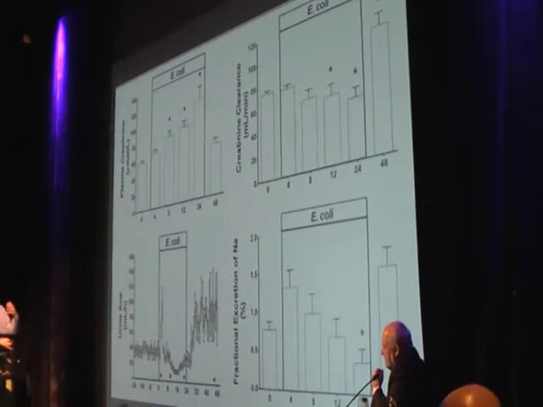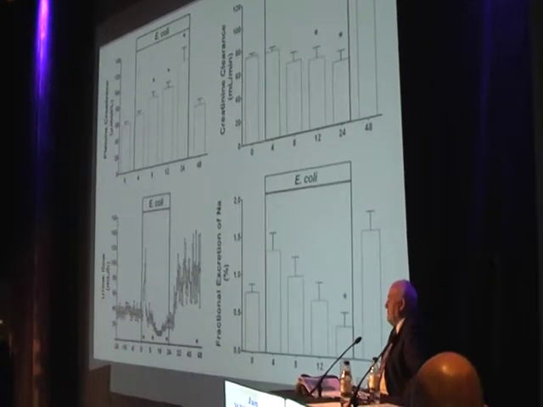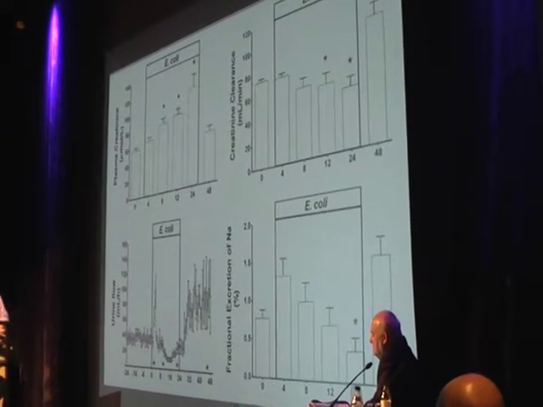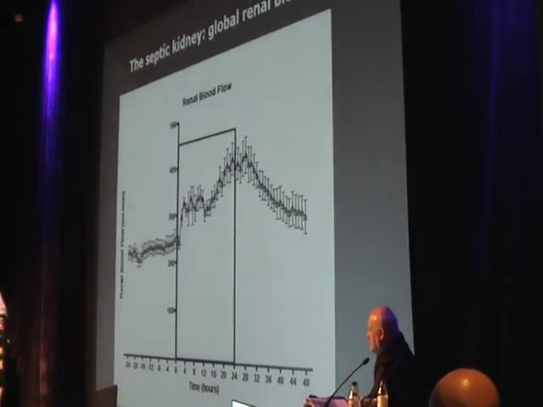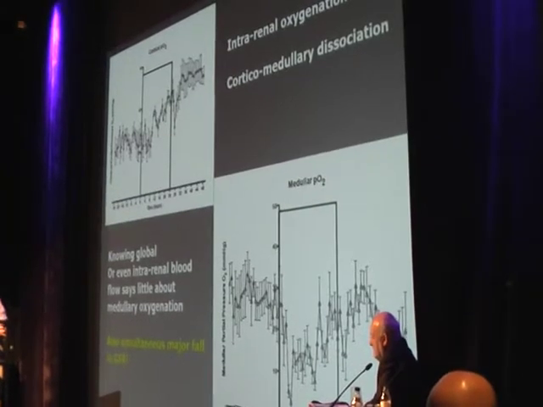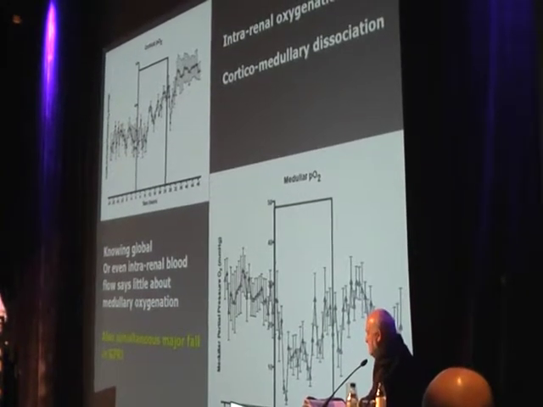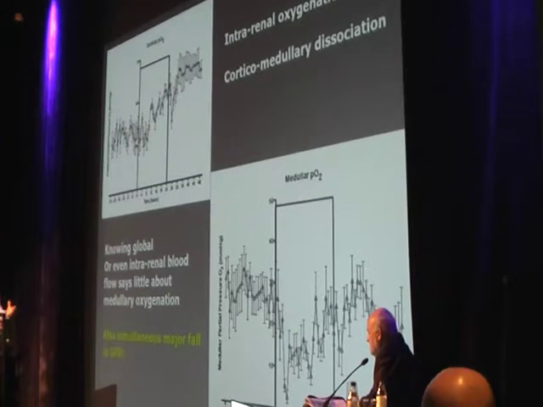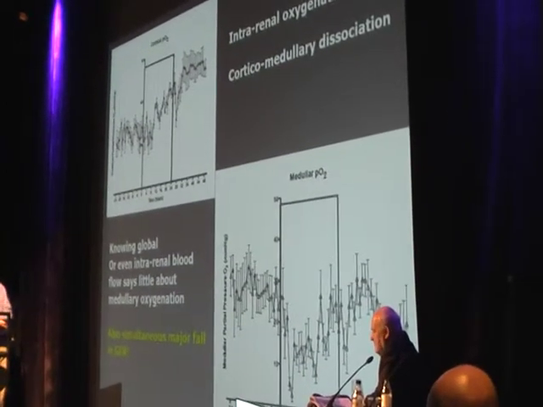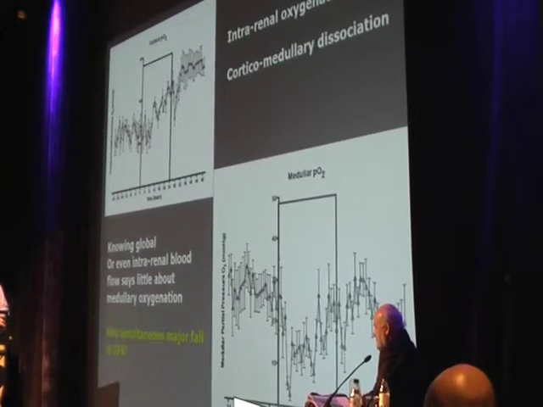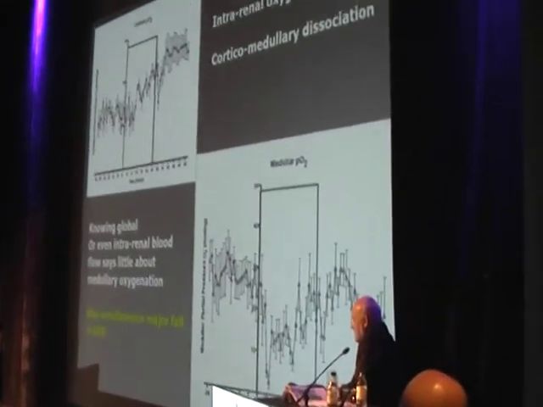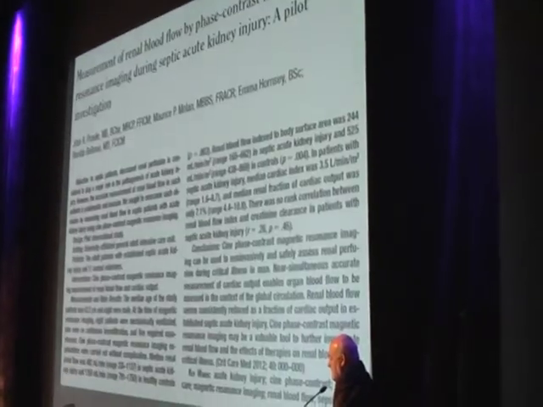And that's associated with acute renal failure, as I was describing before, with a rise in creatinine, a fall in creatinine clearance, and a dramatic decrease in urinary output. So blood flow is up, but there is intrarenal dissociation in terms of oxygenation. So even if we knew the global blood flow, and even if we knew something about the intrarenal blood flow distribution, there is a significant dissociation between the cortex and the medulla, which is associated with loss of function.